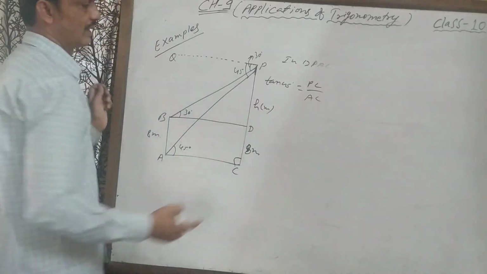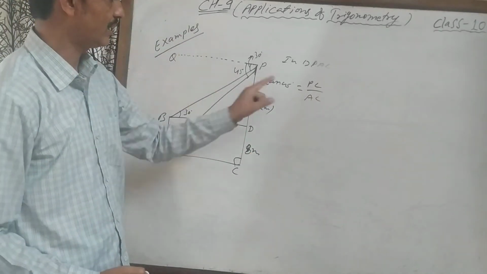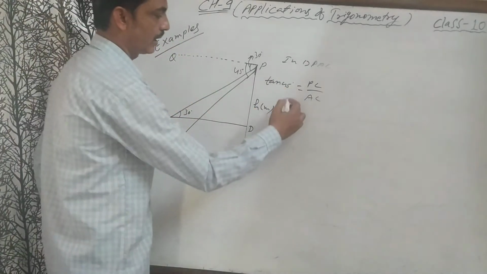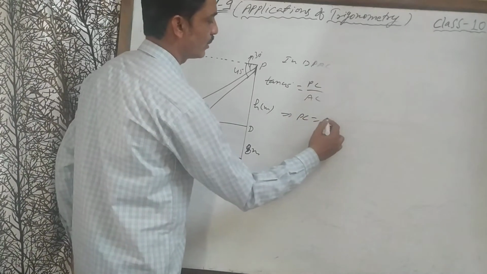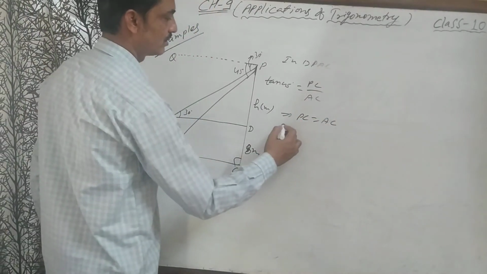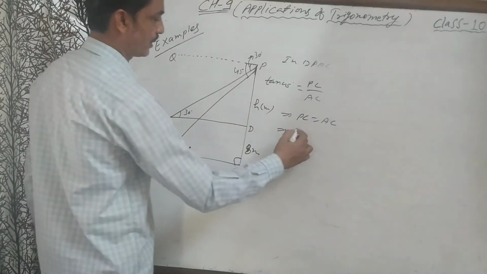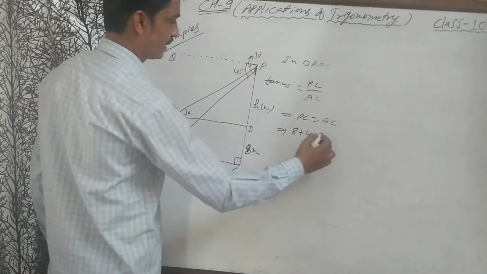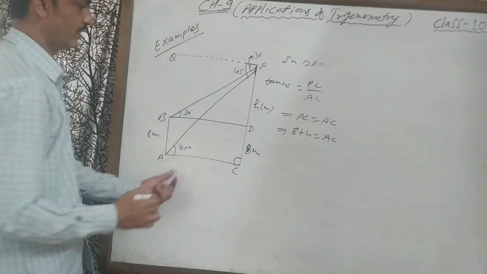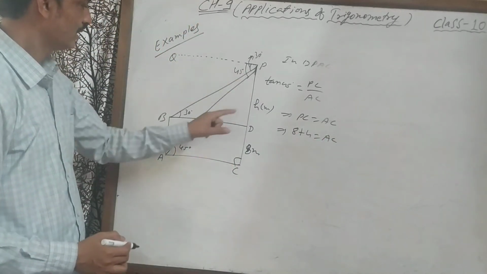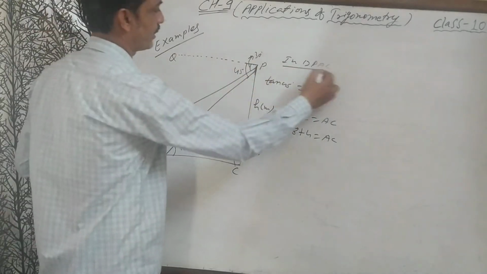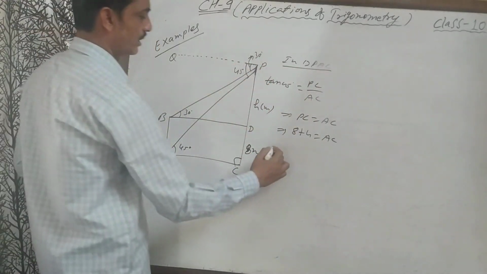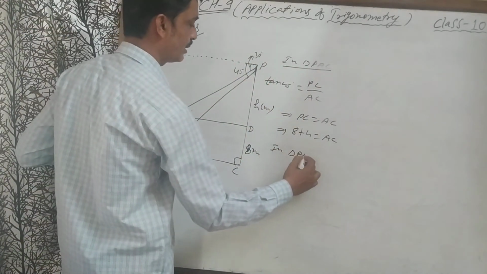And you know that tan 45 degree is 1, right? Tan 45 is 1. So here we get PC is equal to AC. It means what? PC is what? h plus 8, that is 8 plus h. AC is what? 8 plus h. Understand? Now you use trigonometry in triangle PBD.